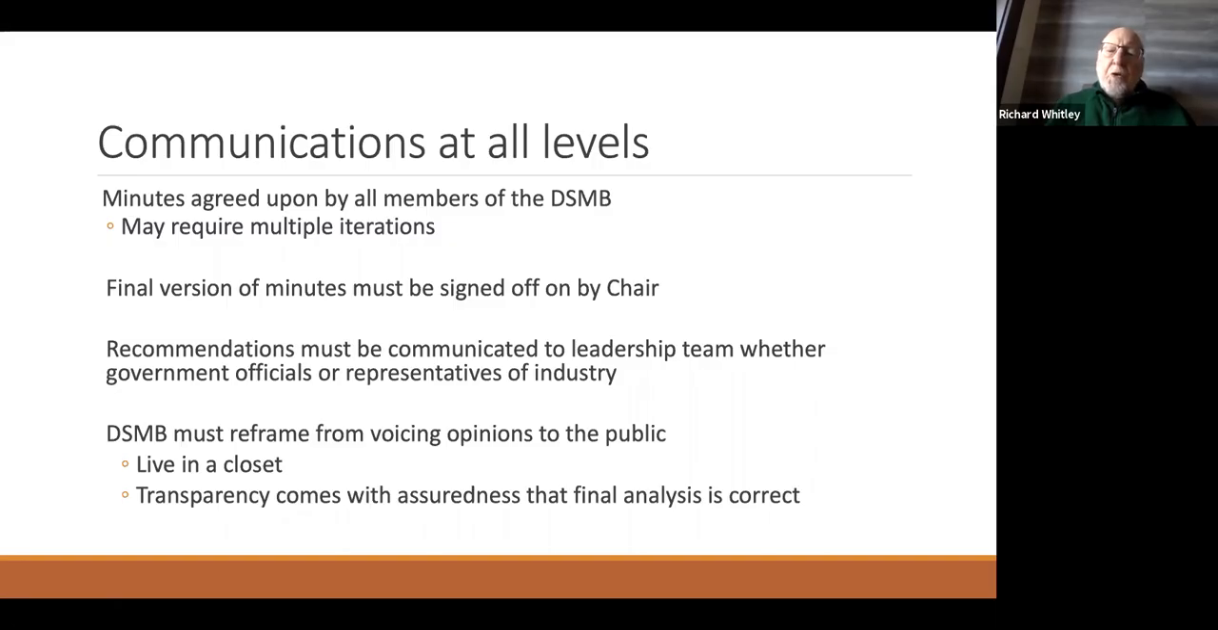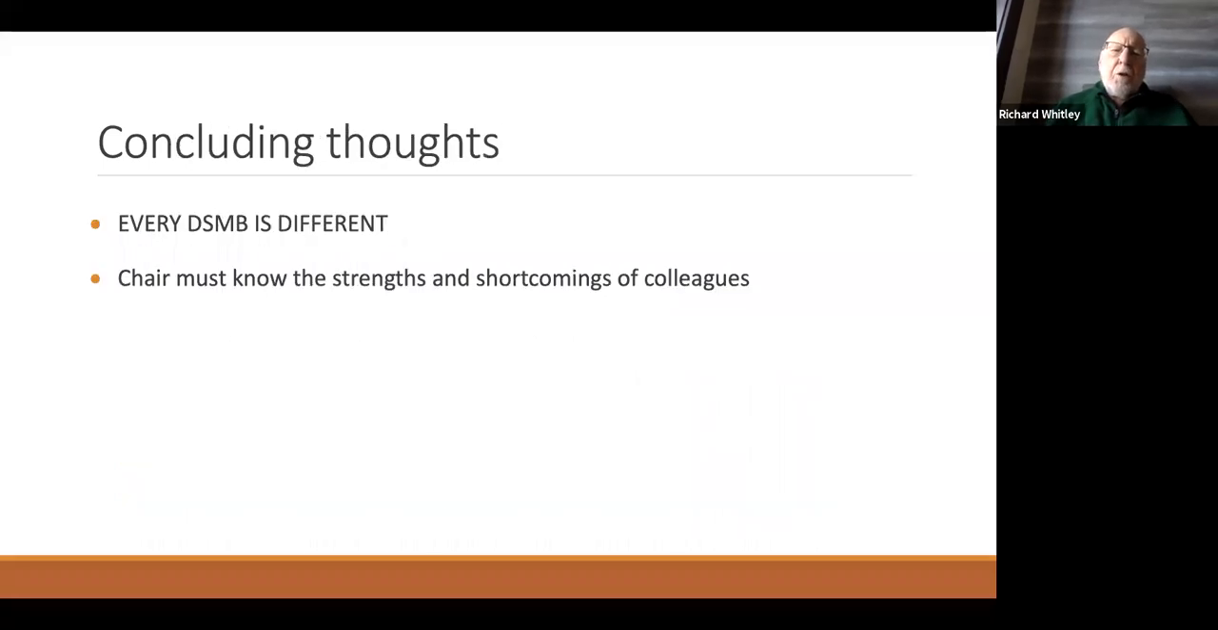Transparency comes with assuredness that the final analysis is correct. And that's what the individuals who are going to both participate in the studies and be the benefactor of the outcome of the studies need to know. The data must be honest and with integrity. So my concluding thoughts are, every data safety and monitoring board is different. Do not assume that each data safety and monitoring board will function in the same way. The chair must know the strengths and weaknesses, as well as the shortcomings of colleagues on the data safety and monitoring board, and make those strengths and shortcomings an advantage for the committee.